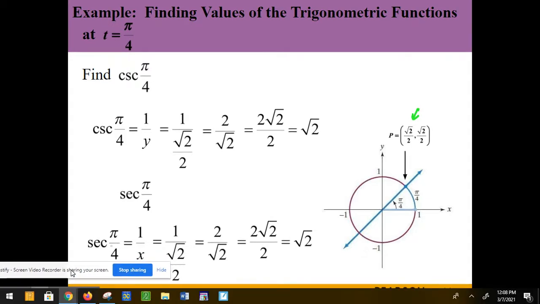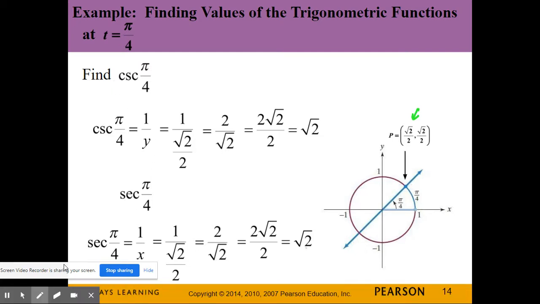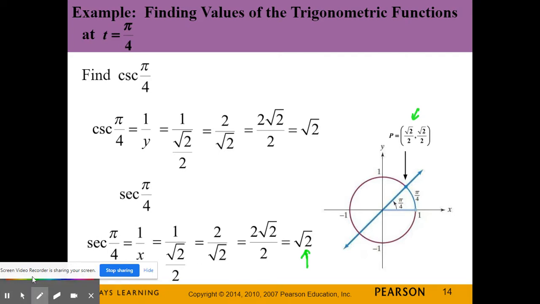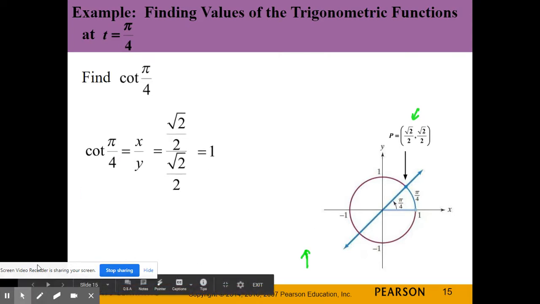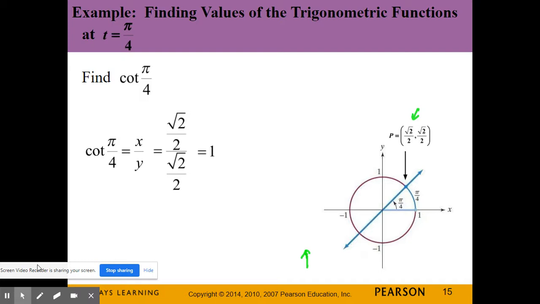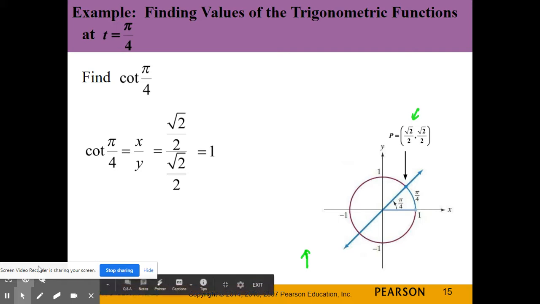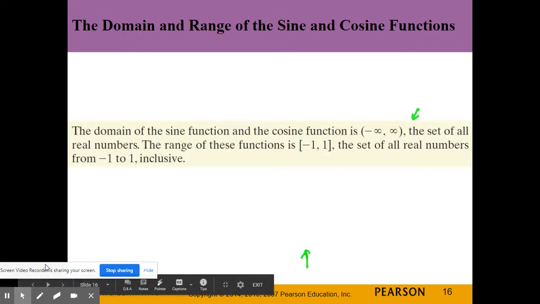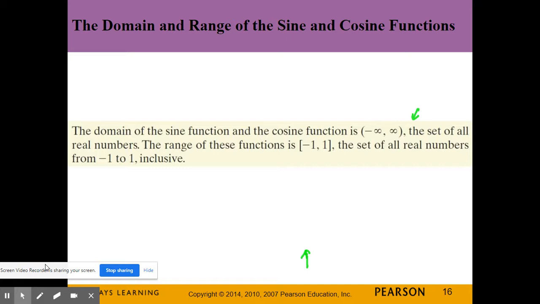All right, secant, well, since sine and cosine are the same, cosecant and secant are going to be the same, so you're going to end up with the same exact number there. Cotangent, well, if x is root 2 over 2 and y is root 2 over 2, anything divided by itself is 1. So pretty simple there. And then tangent would have been the same. Tangent would also be 1.